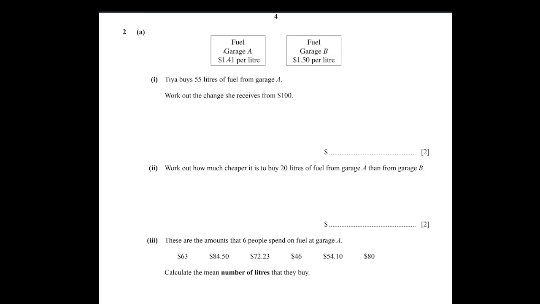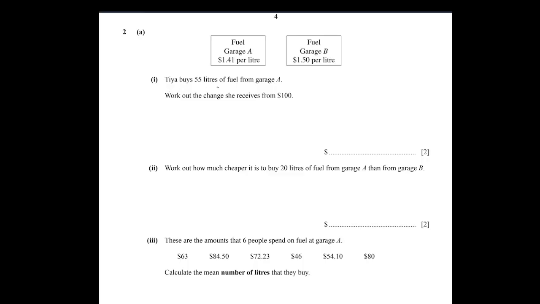2a, fuel garage A, $1.41 per liter. In garage A, the fuel cost is $1.41 per liter. In garage B, the fuel price is $1.50 per liter. Obviously, garage B is costlier. Now, we need to find out the answers to the questions according to this. We have to answer them.